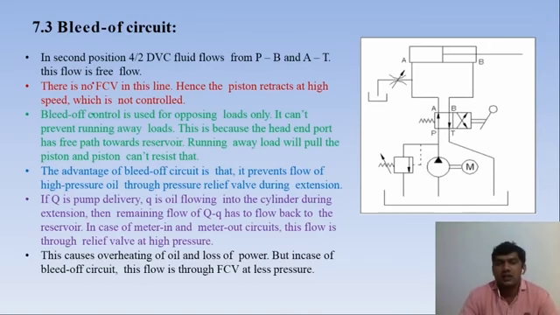So for speed control circuits, there are three types: meter in, used to control the fluid flow at the inlet; meter out, used for control at the outlet; and bleed off circuit, used to extract some amount of fluid during extension and retraction.